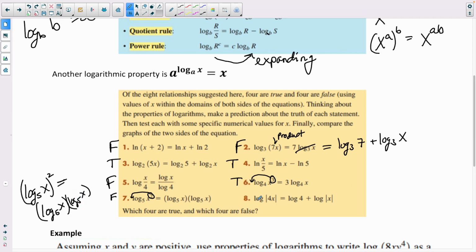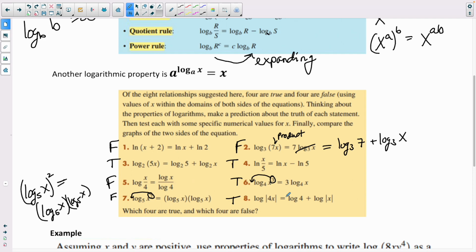All right? And then finally, log base absolute value of 4x is equal to log base 4 plus log base absolute value of x. That is the product rule. So this will be true as well. And so let's see, we have 4 trues and 4 falses.